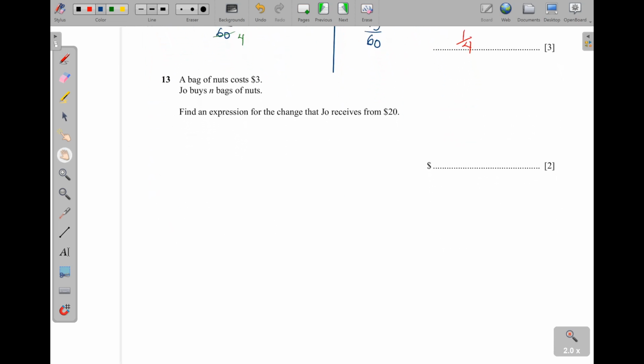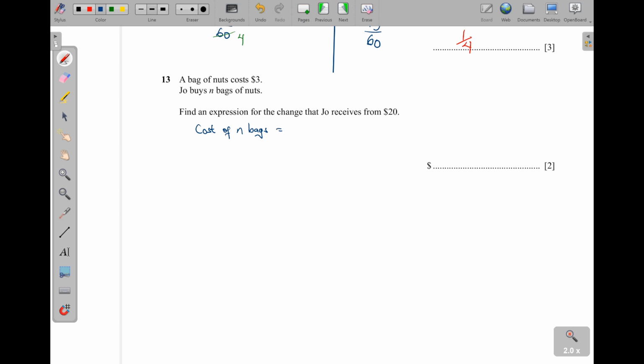Okay, the next, number 13, a bag of nuts costs $3. Joe buys N bags of nuts. So that means the cost of N bags.